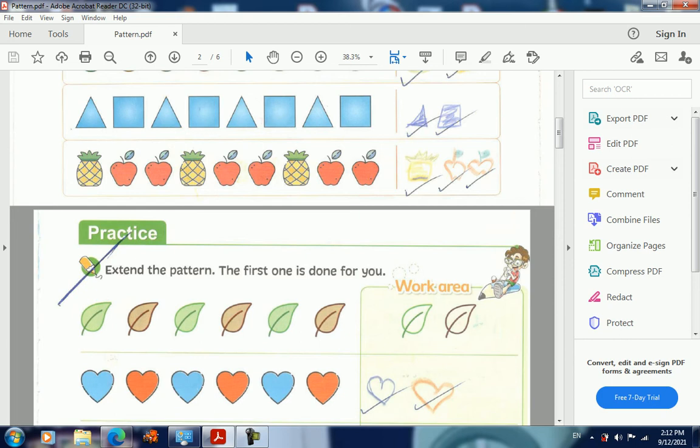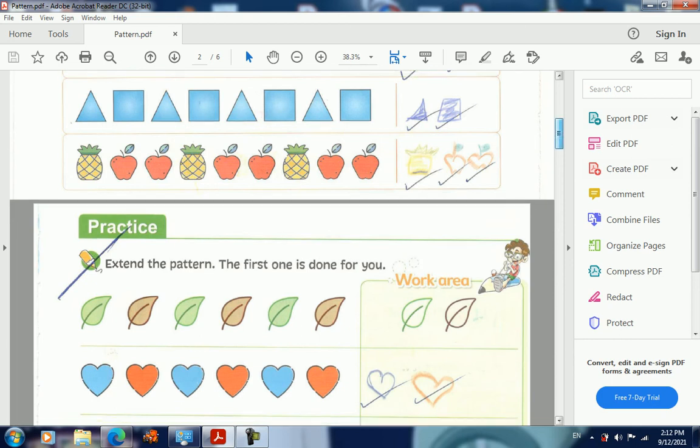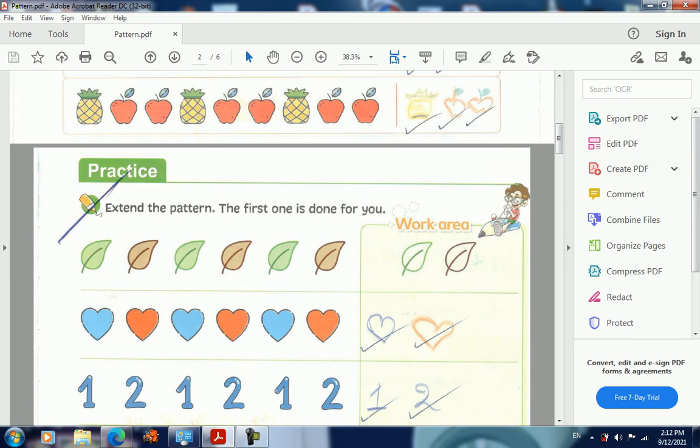Okay, then for the third row, what happens? We find there is a pineapple and two apples, then a pineapple and two apples, then a pineapple and two apples. So the repeated pattern here is what? The pineapple and the two apples. These are the sets of figures that are repeated. So I'm going to draw a pineapple, then two extra apples, and of course I color them, to complete the pattern.